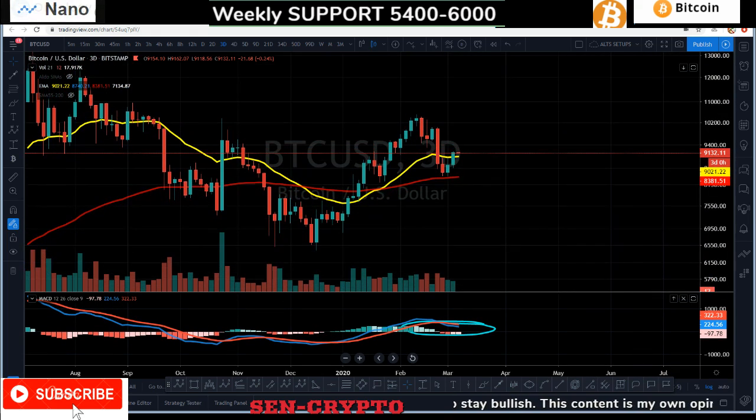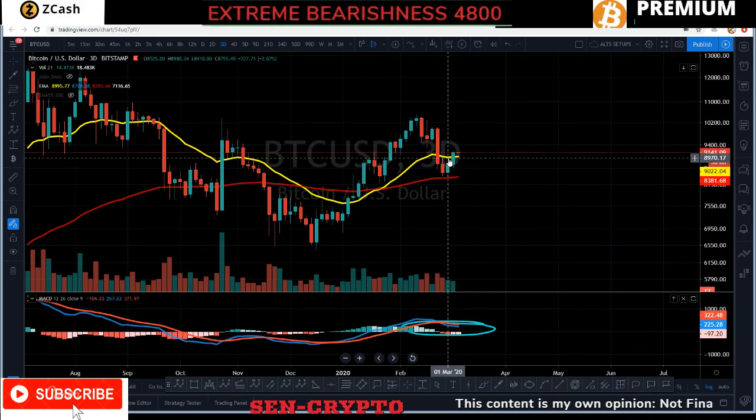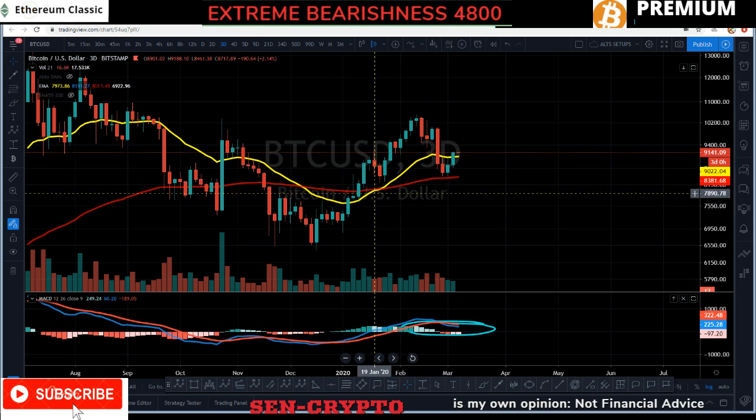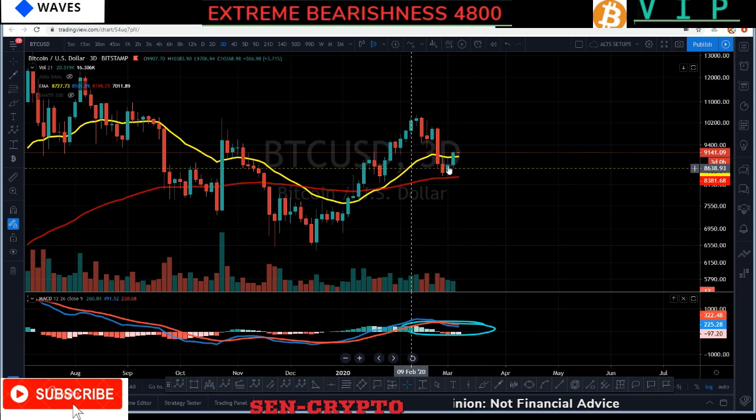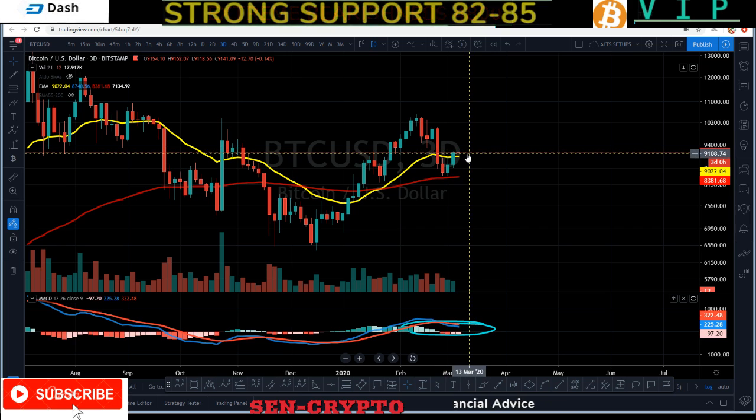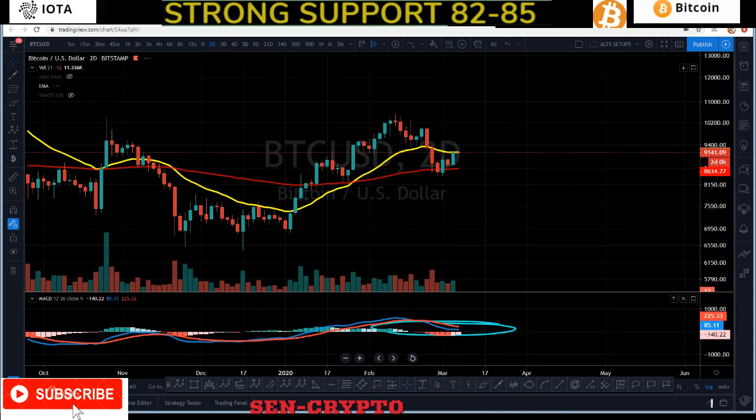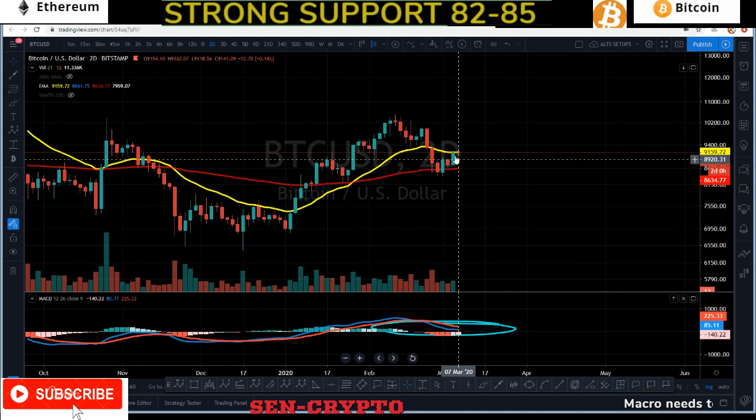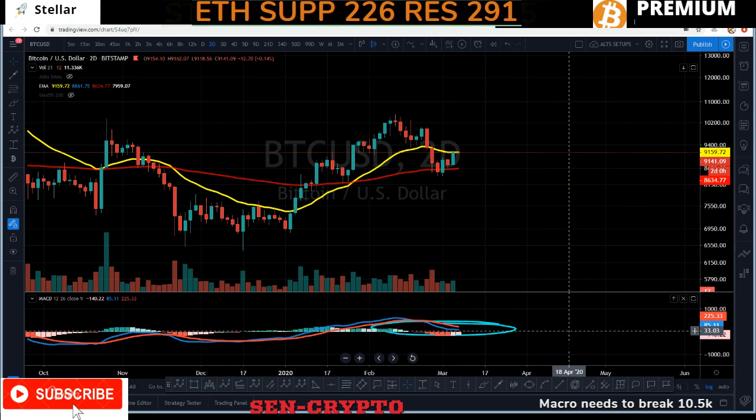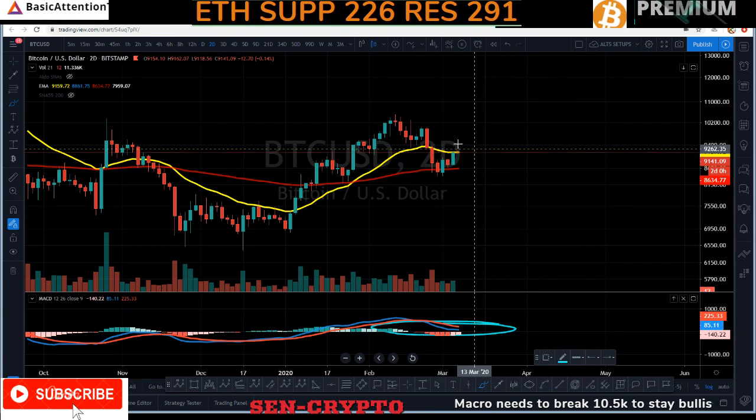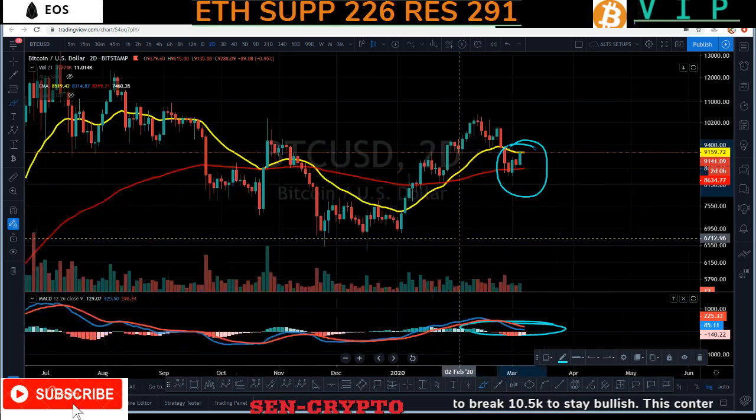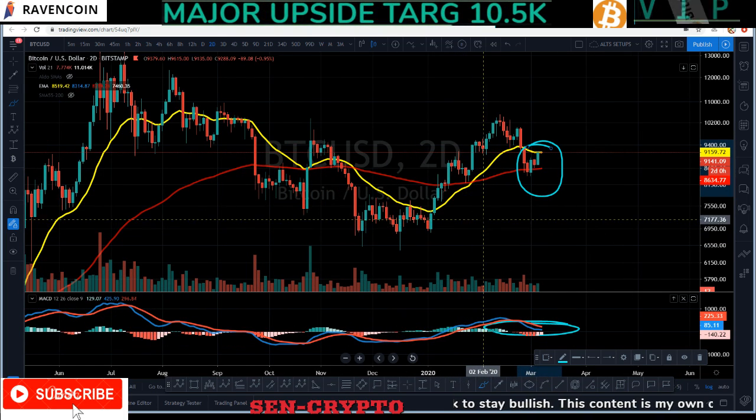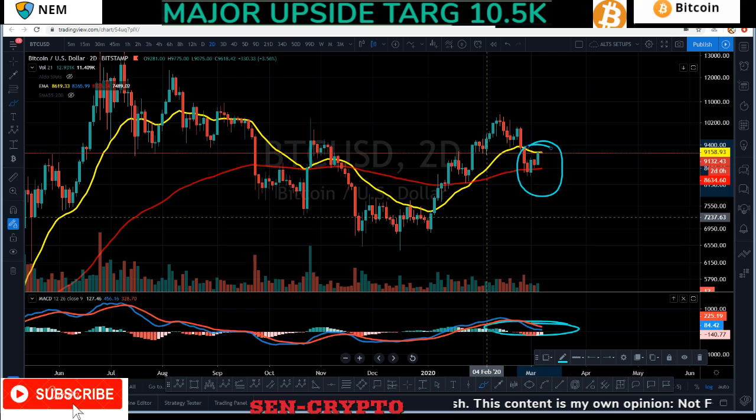We got some sort of divergence: for some reason you can see your 21 EMA on the 3-day chart, BTC is moving above the 21 EMA, but if you move down, your 2-day chart is squeezing the price. So it is just telling you high volatility is about to occur, right? High volatility is about to occur. So be ready for some high volatility.